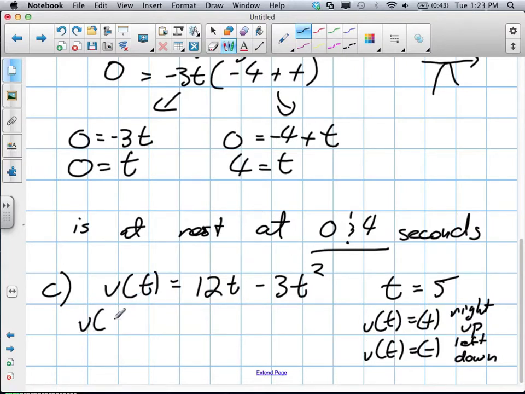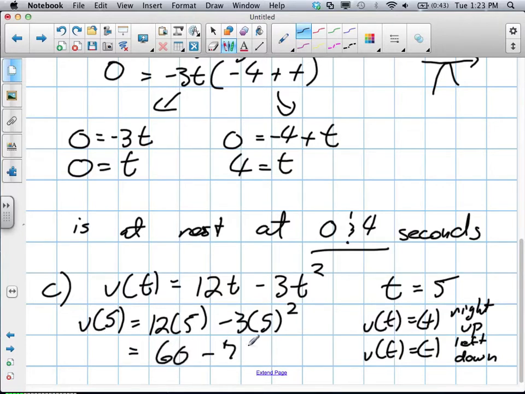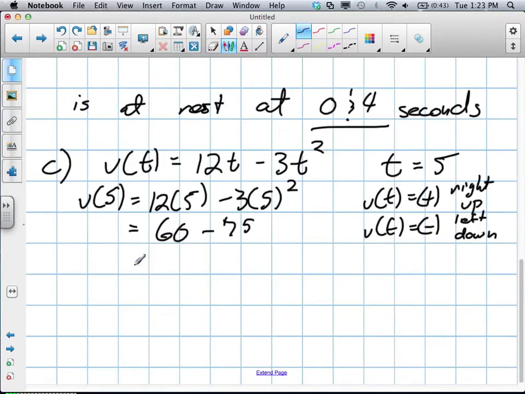So we're going to solve for velocity at 5 seconds, which is equal to 12 times 5 minus 3 times 5 squared. That gives me 60, subtract 75, which gives me negative 15. Okay? So we are moving in a negative direction. Whether it's a horizontal or a vertical line, we're not sure.